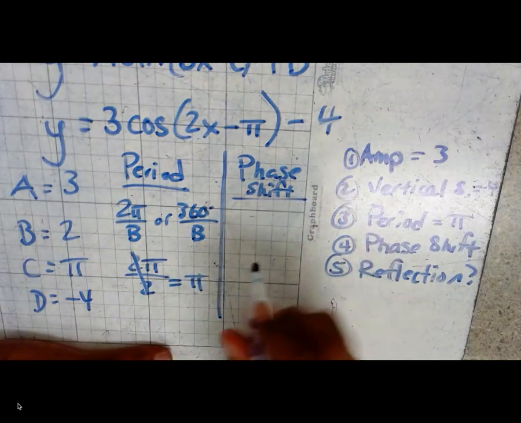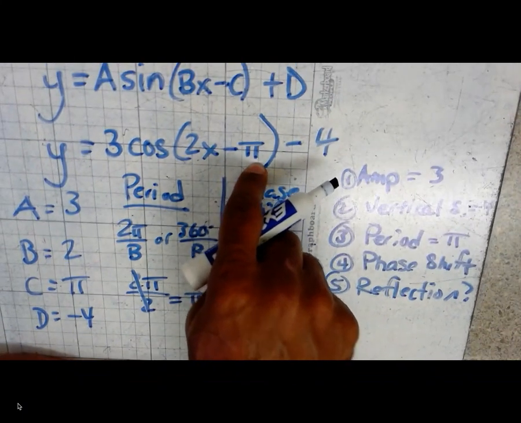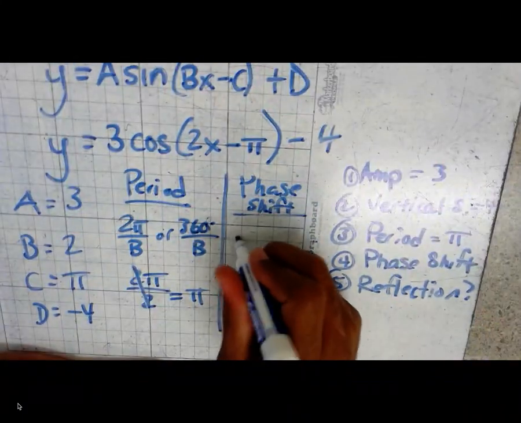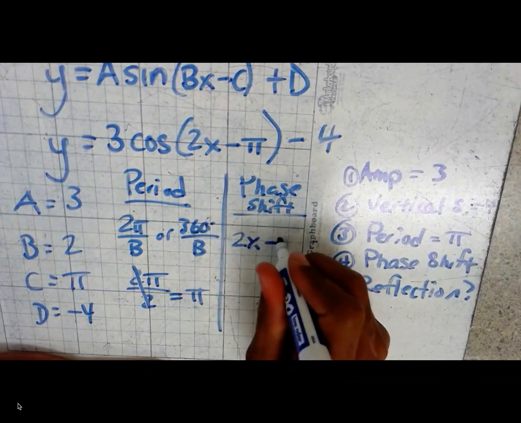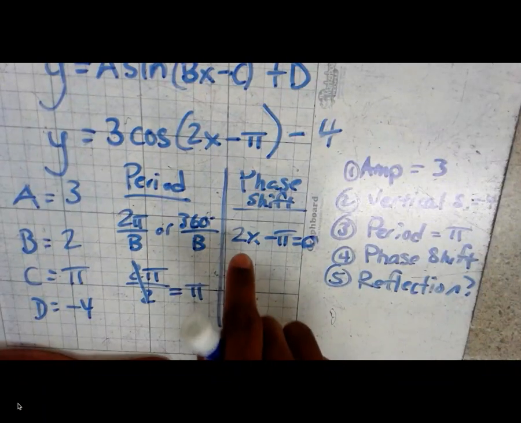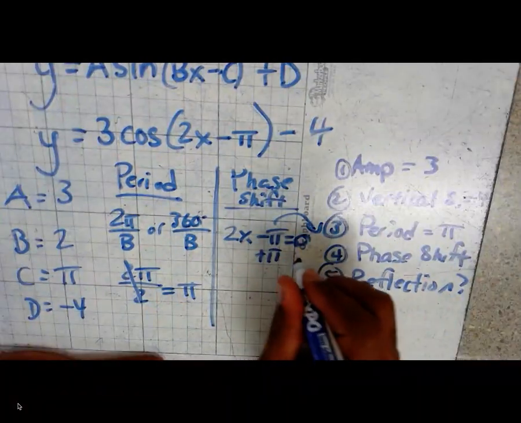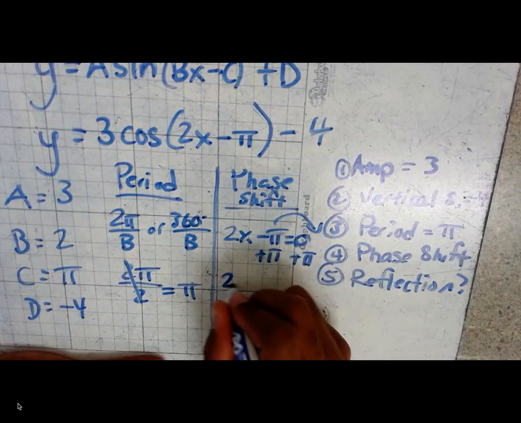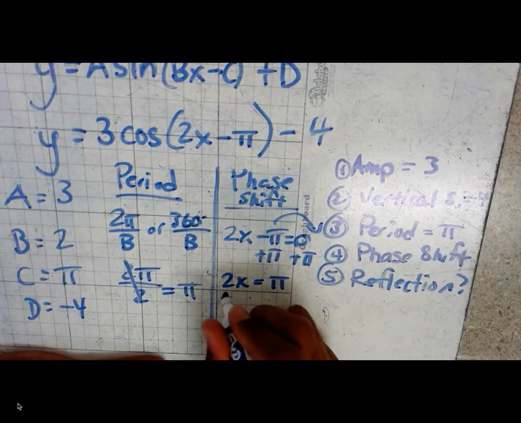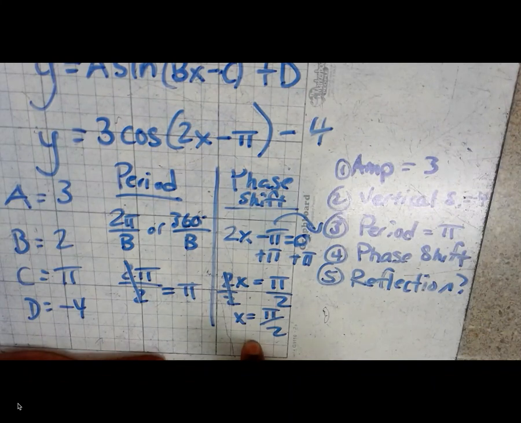Okay, so what I do is I take the bx minus c part of the equation and I set that equal to 0. And when I solve for x, that's going to give me the phase shift. So first thing I want to do is add pi to both sides. I get 2x equals pi, and then divide by 2. And you can see that x equals pi over 2. So the phase shift is pi over 2 to the right.